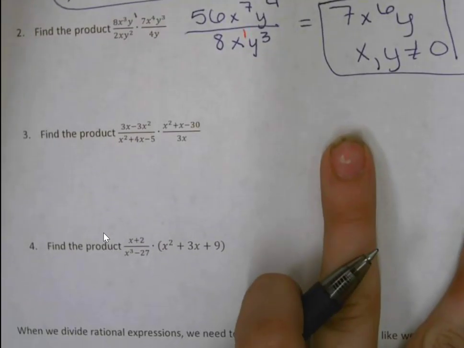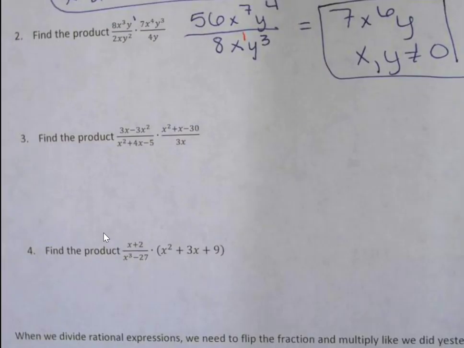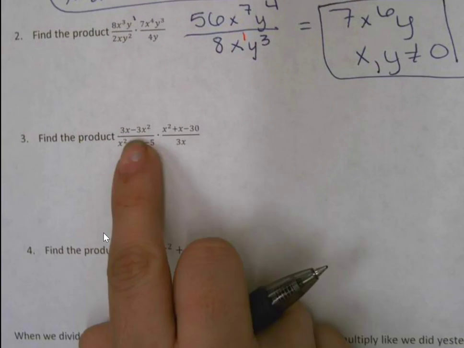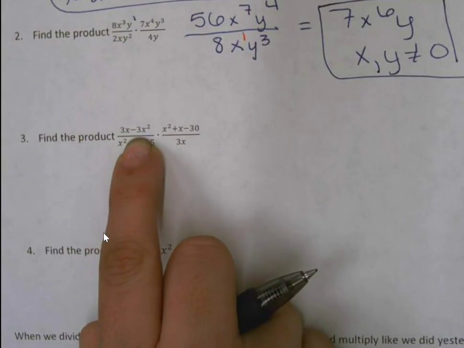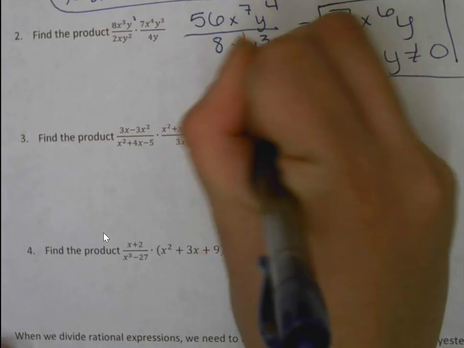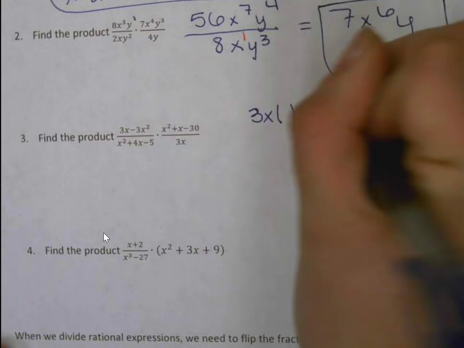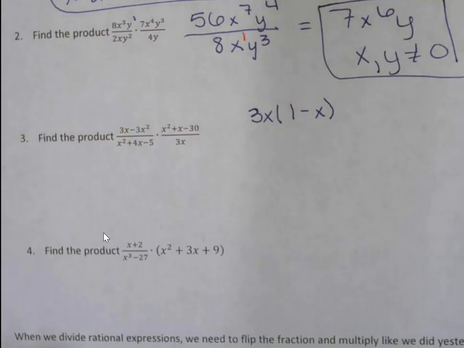So number 3 kind of works the same way, except now I want to factor these. I'm going to factor them before I even multiply across. So what can I factor out of 3x minus 3x squared? What do both of those have in common? 3x. So I'm going to pull out a 3x. Then I get 1 minus x inside parentheses.